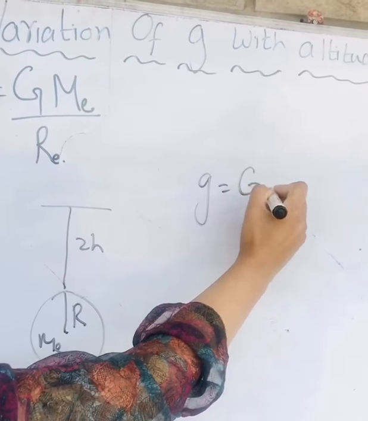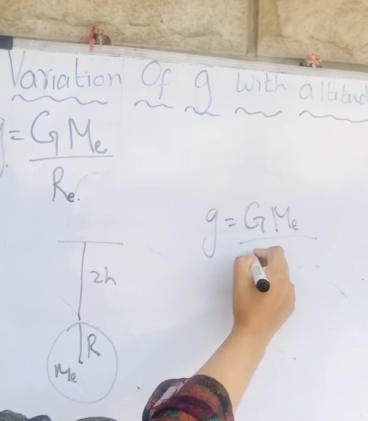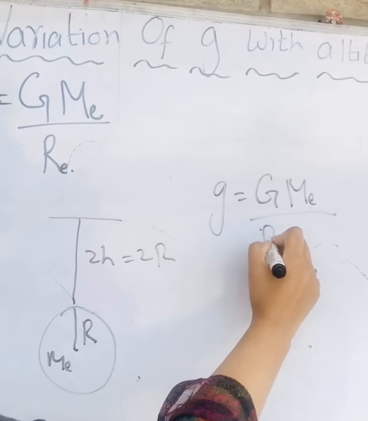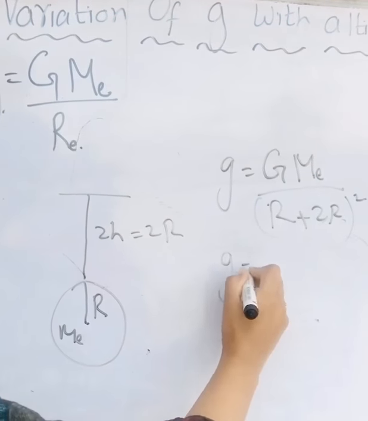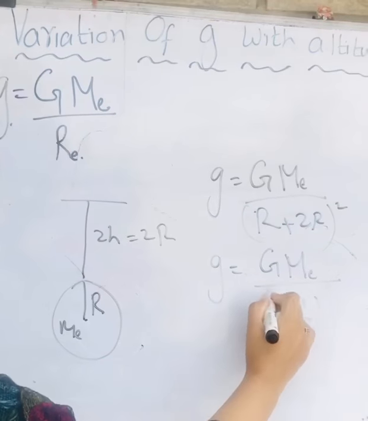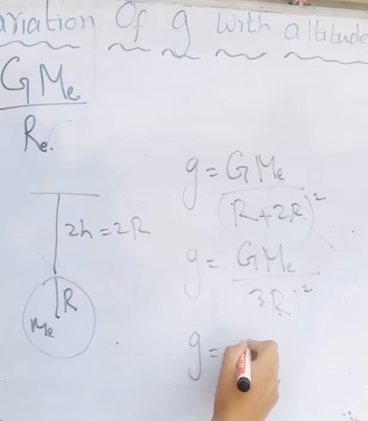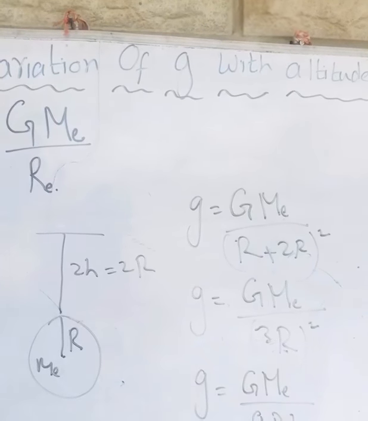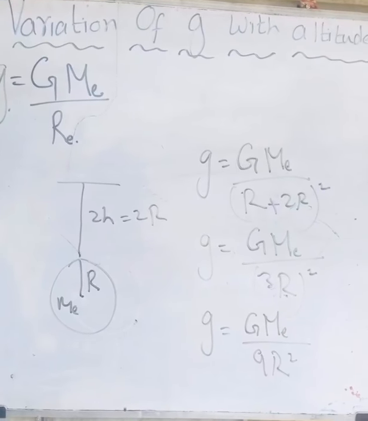g is equal to G Me. These are the constant terms, okay? And here 2h is equal to 2R. So R plus 2R whole square. g is equal to G Me over 3R square. g is equal to G Me divided by 9R square. Now in this case, g is 1/9 of its value on the earth.